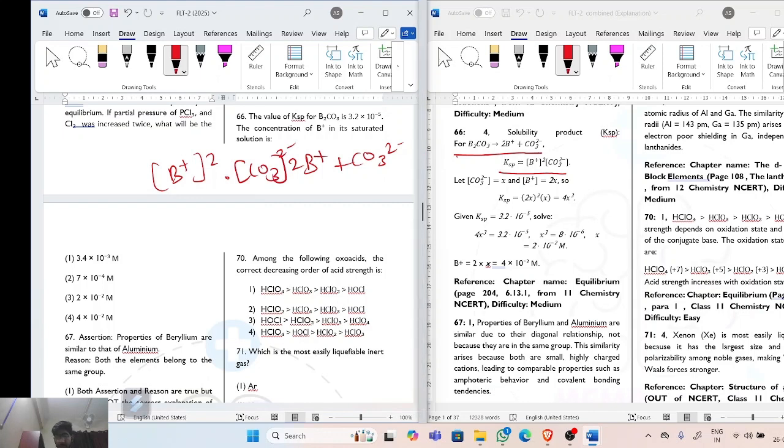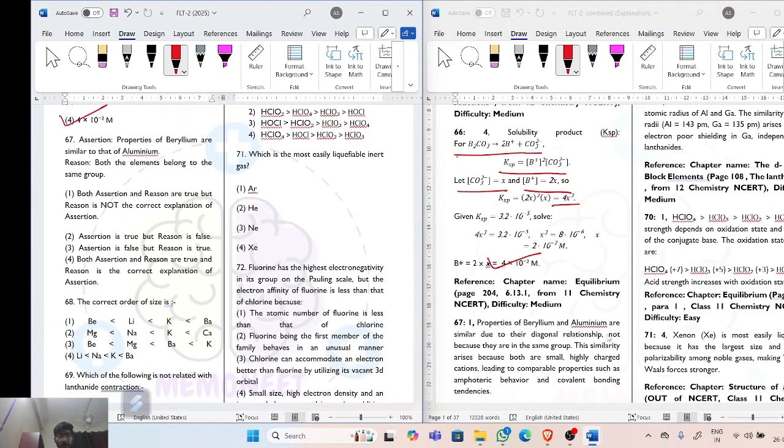So let us assume the concentration of carbonate is x. So the concentration of B plus ion is 2x. So the Ksp will be 2x whole squared into x, which comes out to be 4x cubed. Now the given Ksp is 3.2 into 10 raised to the power minus 5. After solving, we get the value of x as 4 into 10 raised to the power minus 2. 4 into 10 raised to the power minus 2 means option number 4 is our correct answer. Now question number 67.